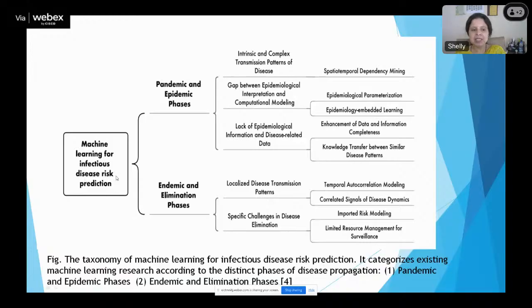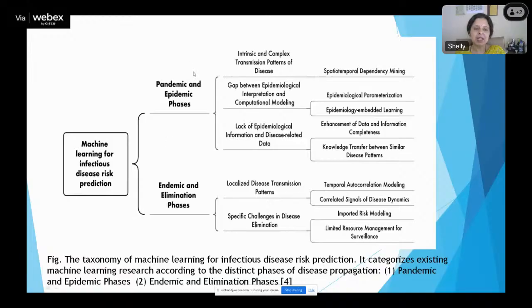So for infectious disease risk prediction, they classified it under two things. One was related to the pandemic and epidemic phases, and another was related to the endemic and elimination phases. Under the pandemic and epidemic phases, a survey is further conducted based on classification into spatial-temporal dependency mining, epidemiological parameterization, epidemiological embedded learning, and enhancement, which they classified as enhancement of data and information completeness and knowledge transfer between similar disease patterns.